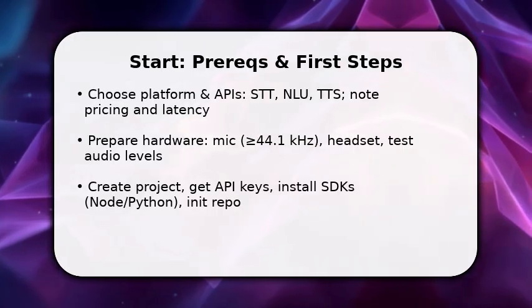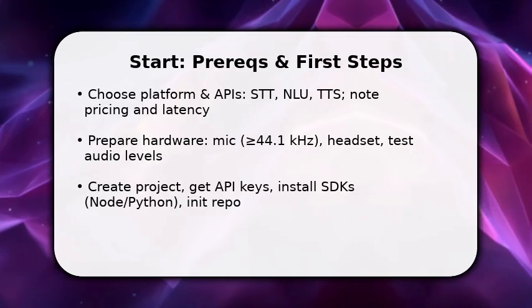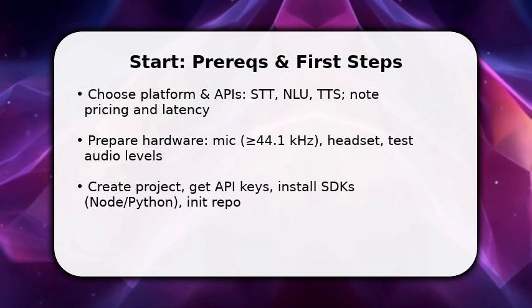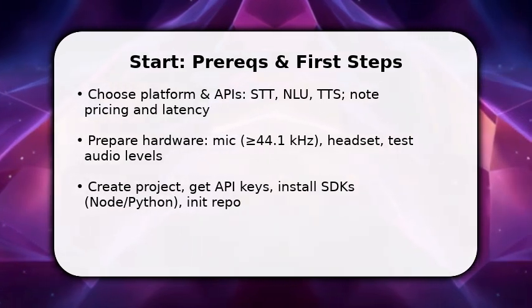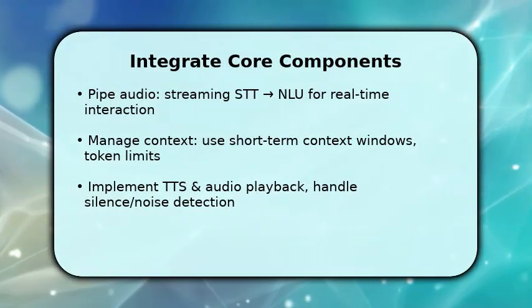Configure a test microphone at 44.1 kHz and run a quick recording to confirm input. Then create a minimal script that sends audio to STT and returns raw transcripts, so you can iterate fast. Once your basics work, integrate components into a real pipeline.